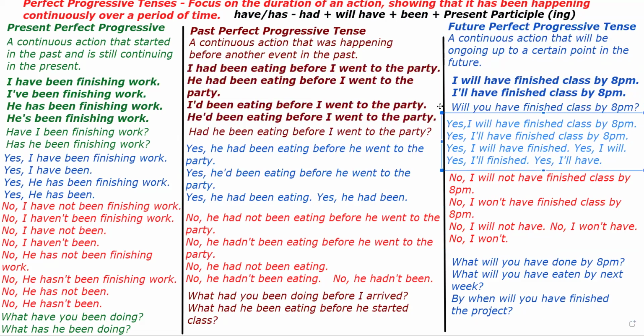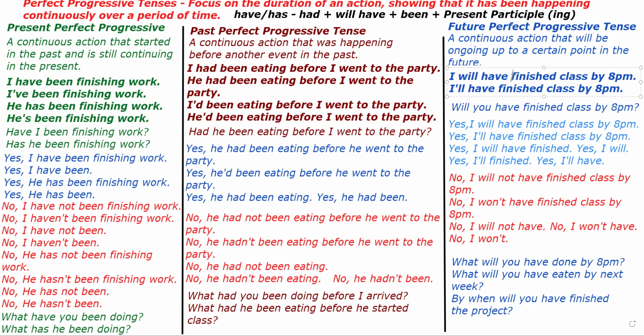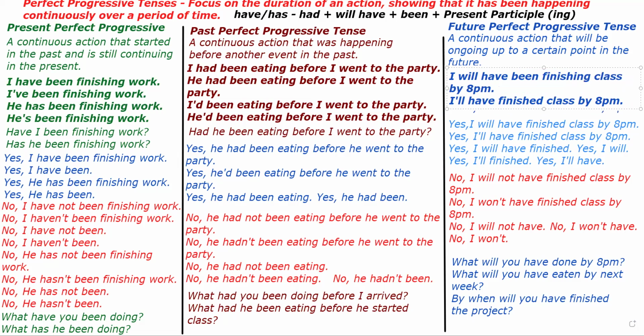Okay, now let's hope we're going to be able to get all this information here. If not, we'll have to go a little smaller. So that's what it is, a continuous action. Okay, very good. So instead of saying I will have finished, we would say I will have what? Been finishing class by 8 p.m. Or I'll have been finishing class by 8 p.m. Okay, you see the same situation.